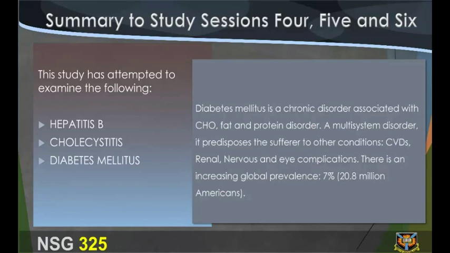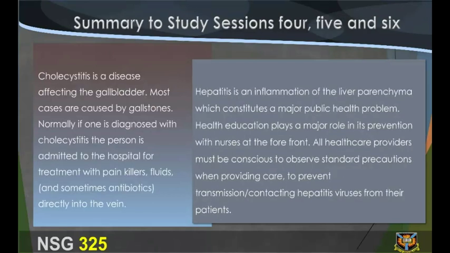Summary to study sessions 4, 5, and 6. This study has attempted to examine the following: hepatitis B, cholestasis, diabetes mellitus. Diabetes mellitus is a chronic disorder associated with CHO, fat and protein disorder, a multisystem disorder. It predisposes the sufferer to other conditions: CVDs, renal, nervous, and eye complications. There is an increasing global prevalence, 7%, 20.8 million Americans.